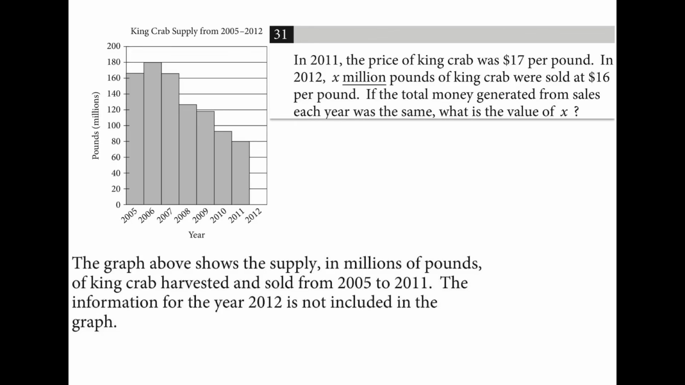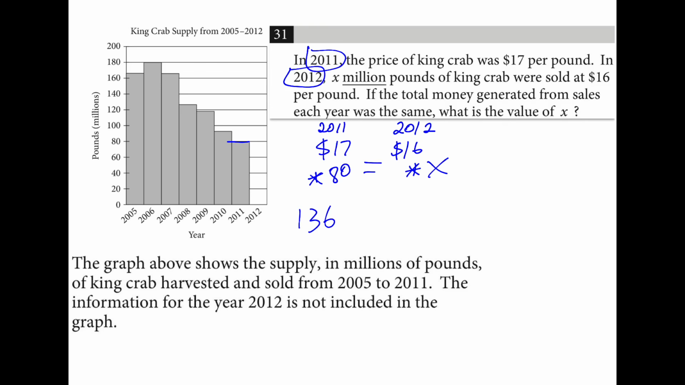So we're comparing 2011 to 2012. In 2011 it was $17 per pound, and in 2012 it was $16 per pound. So 17, if you look, matches up with 80 million, so we're going to multiply that by 80, and it's going to be equal to 16 times some unknown value. 17 times 80 gives me 1360. If I divide that by 16, I get 85.